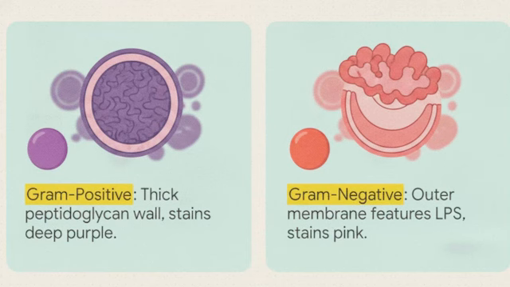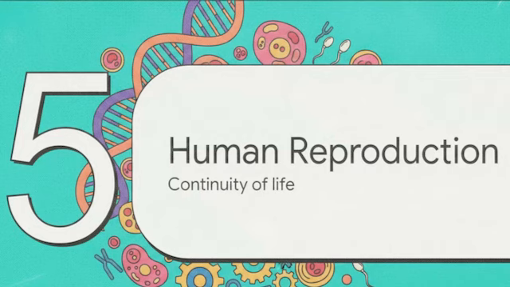A fundamental way we categorize these microscopic workers in the lab is the Gram stain. Gram-positive bacteria, like Staphylococcus aureus, have a super thick cell wall and they stain a deep purple. On the flip side, Gram-negative bacteria, like the E. coli in our gut, have an outer membrane loaded with LPS, a complex sugar lipid molecule, and they stain a distinct pink. Up next, Section 5, Human Reproduction.